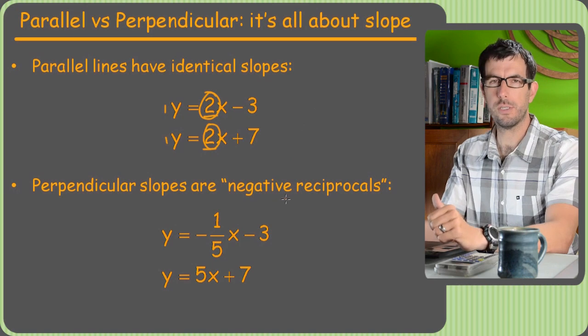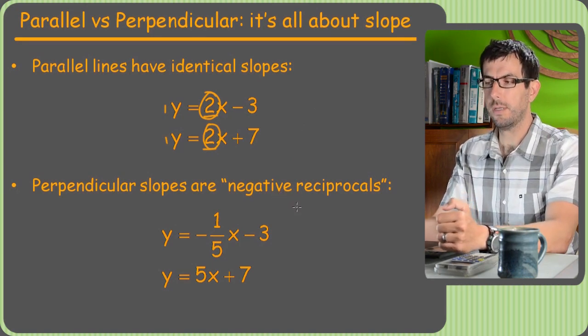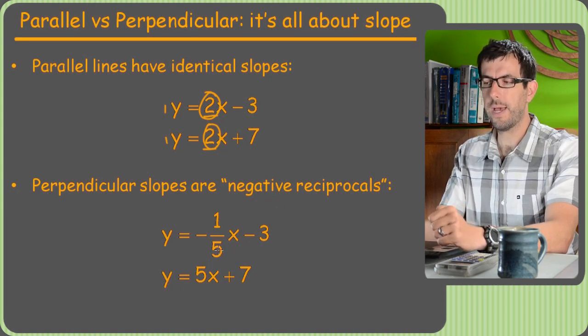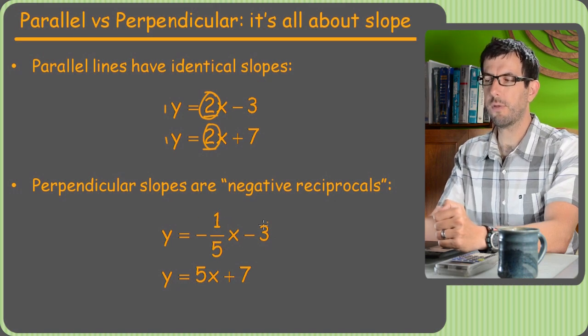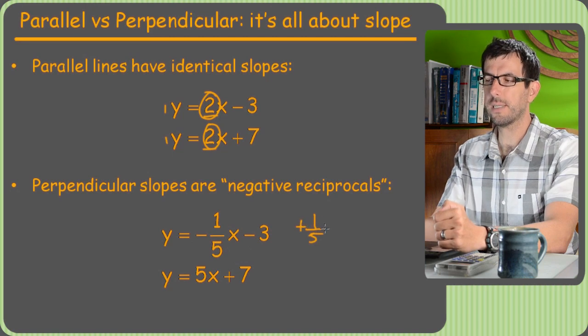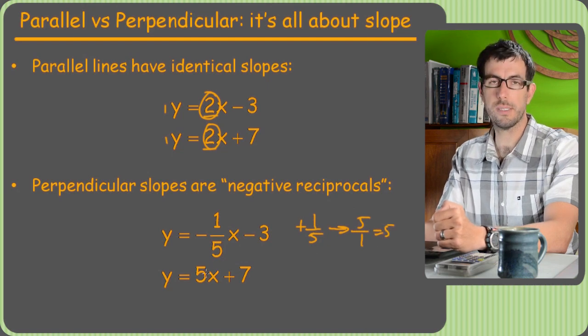Perpendicular slopes are the ones that are trickier to remember, but it's called negative reciprocal slopes. So in this case, these two lines are in fact perpendicular, because if you took the negative reciprocal of -1/5, you start by making it negative, so that makes it positive, and then you have to flip the fraction. So that's going to go to 5/1, which is 5, which is the slope of this other line.